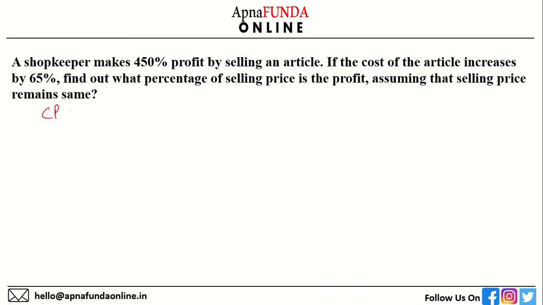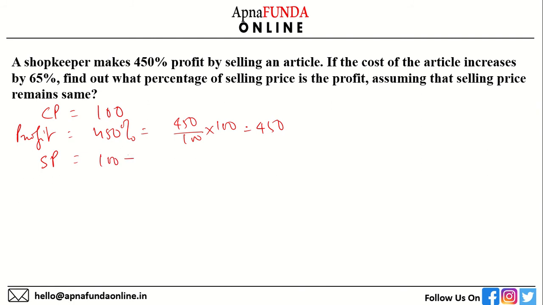Let us assume the cost price to be 100. Correct. Now there is a profit of 450% on this. So this is equal to 450 by 100 into 100, which is equal to 450. So my selling price becomes cost price plus profit, which is 550. Correct. This is the first part of the question.